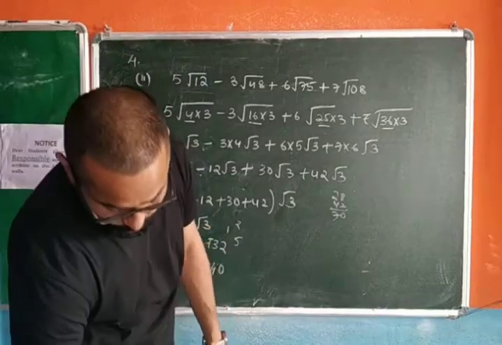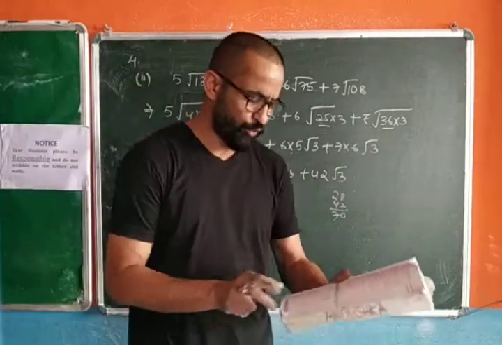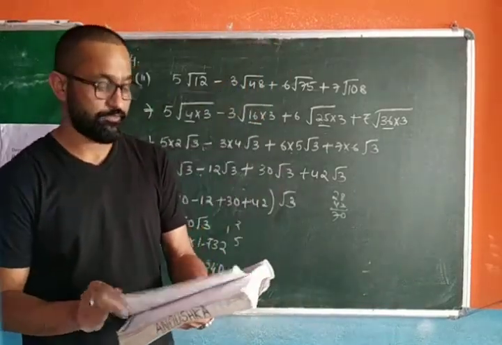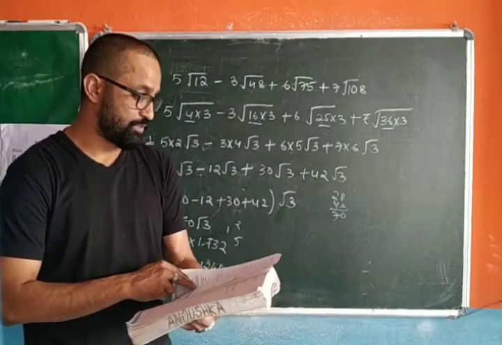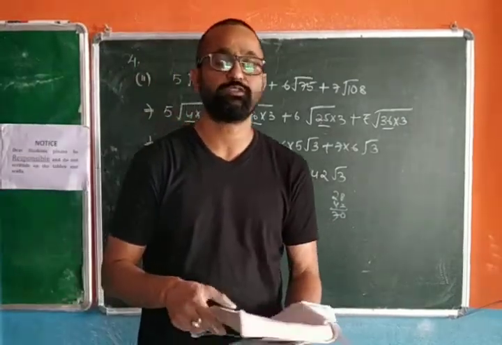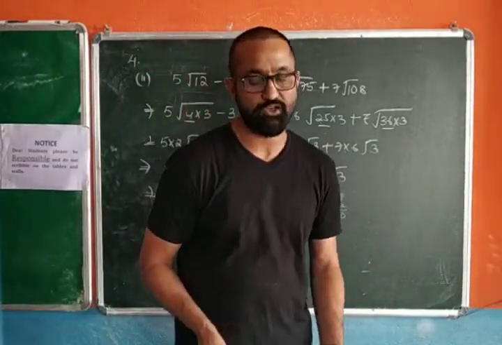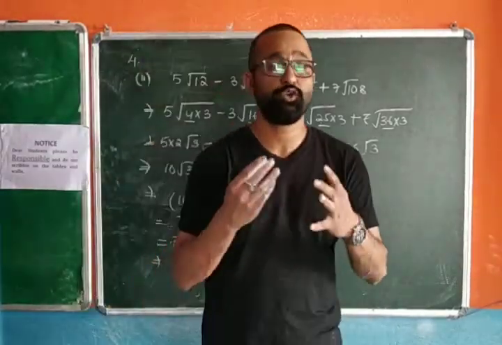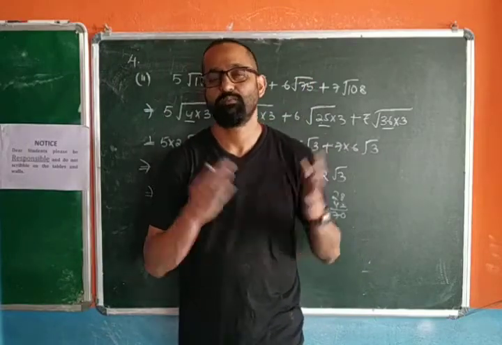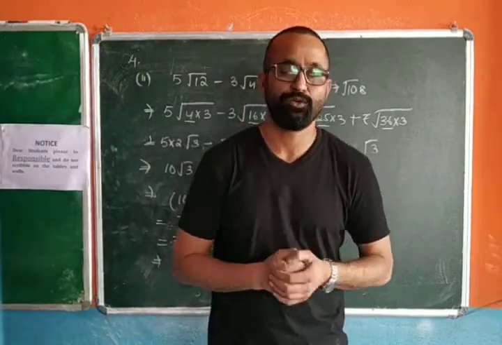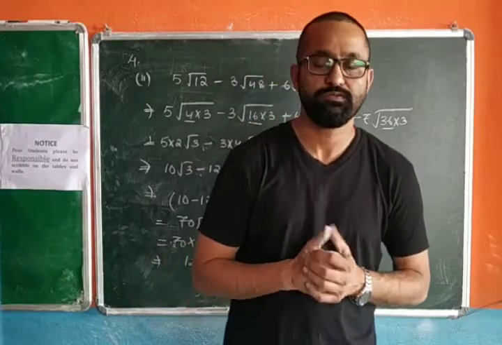That completes simplification of surds. You don't have to do question number 5, or numbers 6 and 7. We have already proved they are irrational. Now you have rationalization of surds, and I'll be doing this in the next video because it will be lengthy and boring for you all. Thank you. Stay safe.